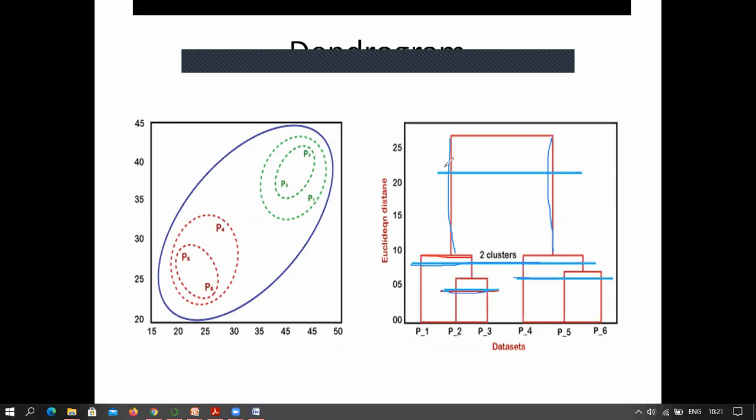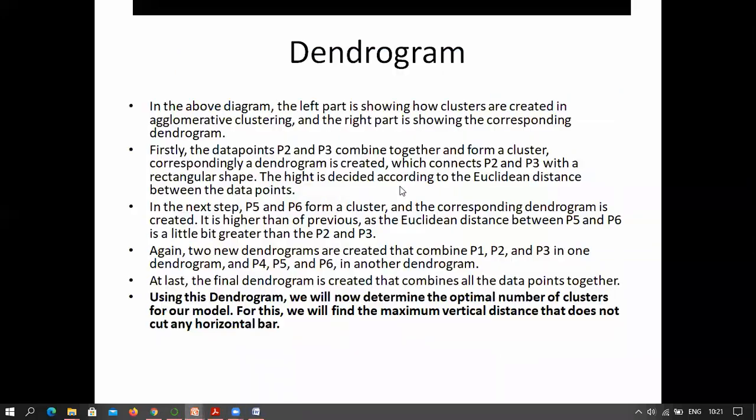Next, you need to find out how many red lines are being cut by this blue line. Now, how many red lines are being cut by this blue line? It is cutting two red lines, this and this one. Okay, then you can say the number of clusters that you have to take is 2. The optimum number of clusters that you have to take is 2. I'll take one more example, then I think it would be cleared more. This I will take later on.